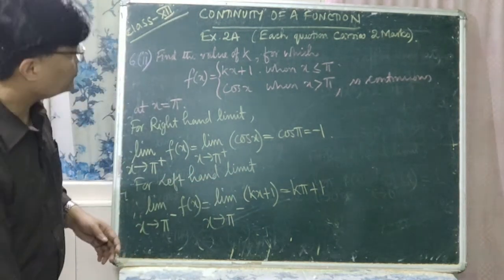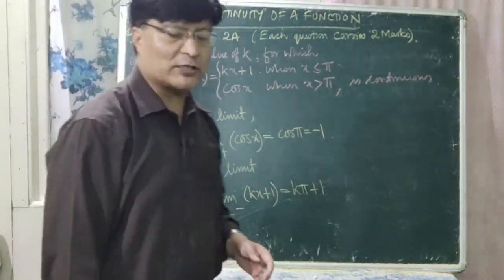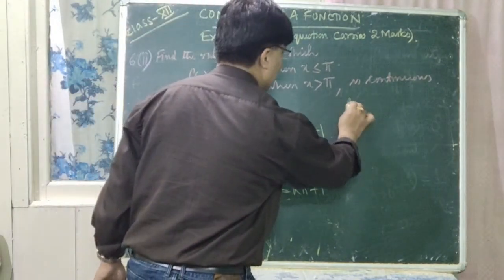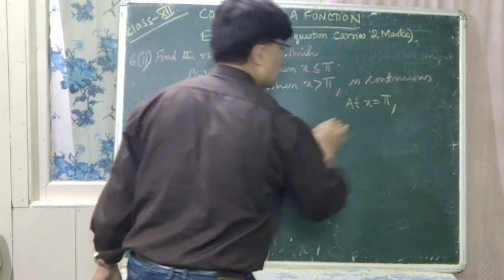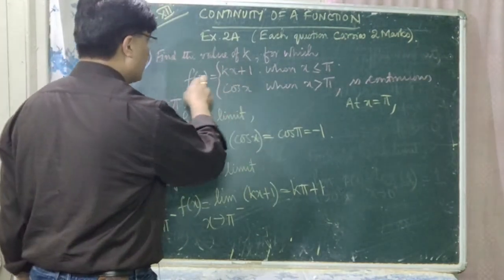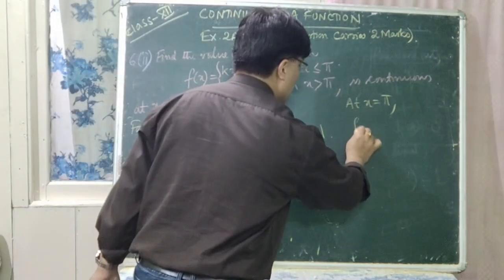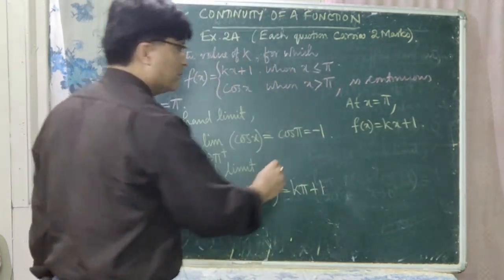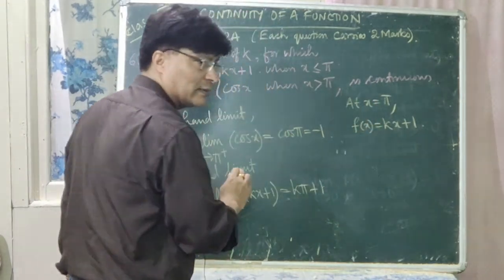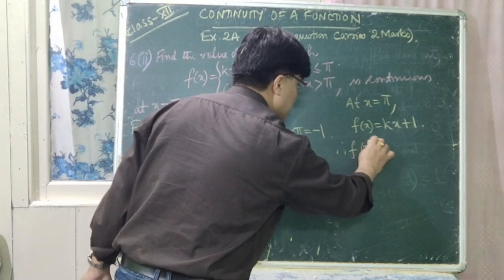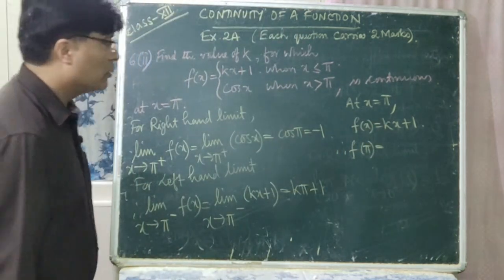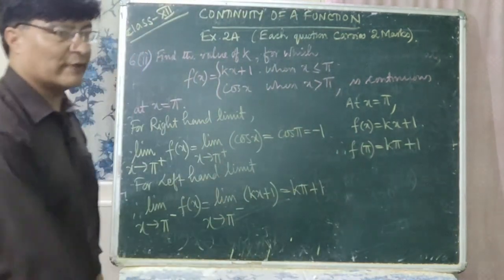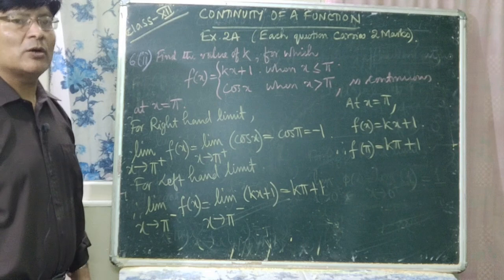Now let us find the value of f of x when x is exactly equal to pi. At x equal to pi, what is the value of f of x? It is kx plus 1. So you can put pi instead of x, which gives k pi plus 1. So this is the value of f of pi, which is equal to k pi plus 1.